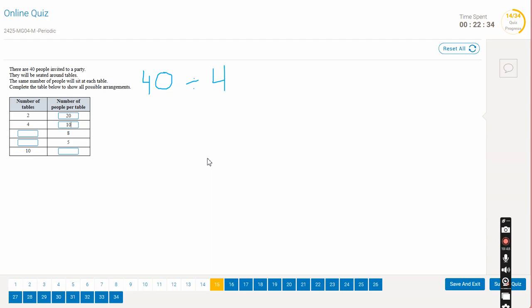Now the next one, what we have is the number of people per table, so 8, but you don't know how many tables there are. So what you can do here, 8 times box is going to give you 40. So what is that? 5. So when you divide this by 8, you get 5. So there are 5 tables now.